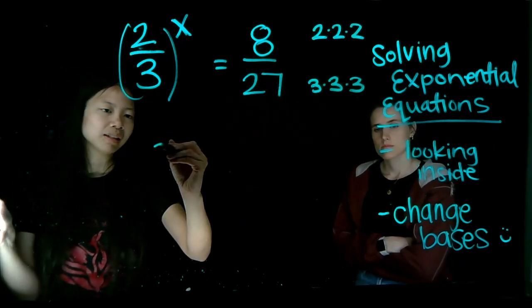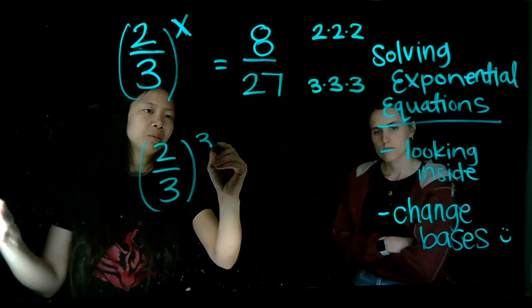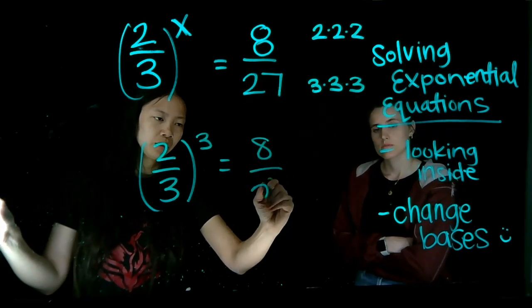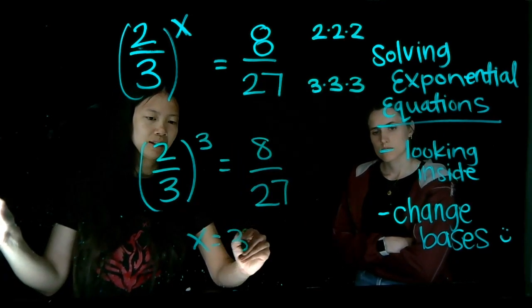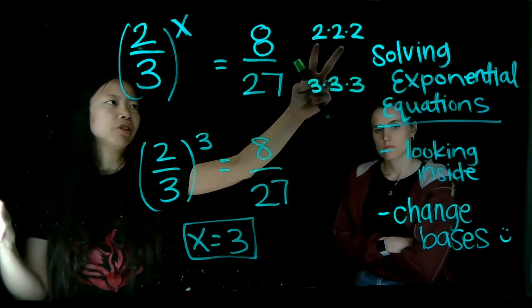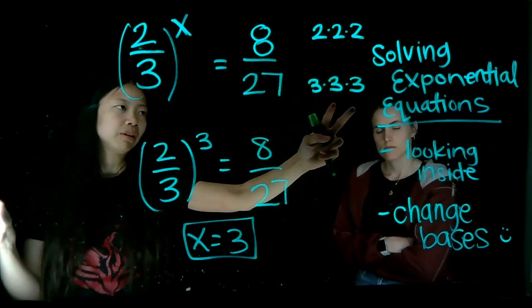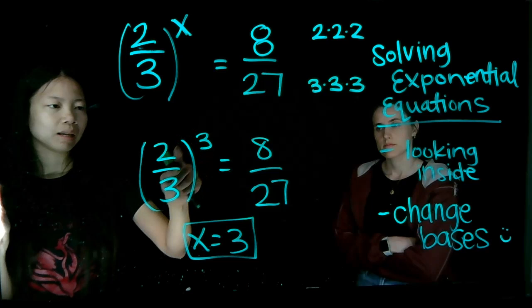So I can rewrite this as (2/3) raised to the 3rd power equals 8/27. I know that x has to equal 3 because it took me 3 iterations of 2 to get 8 and 3 iterations of 3 to get me 27, and it is the same for the top and the bottom.